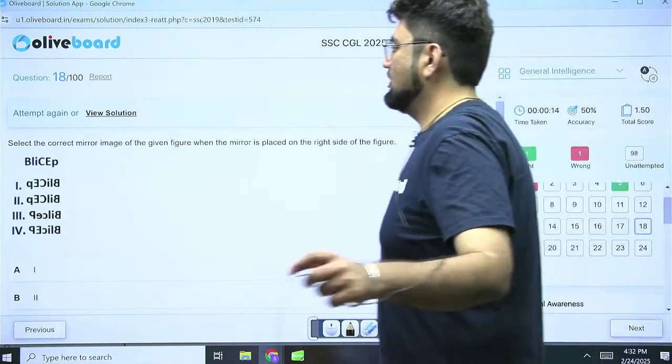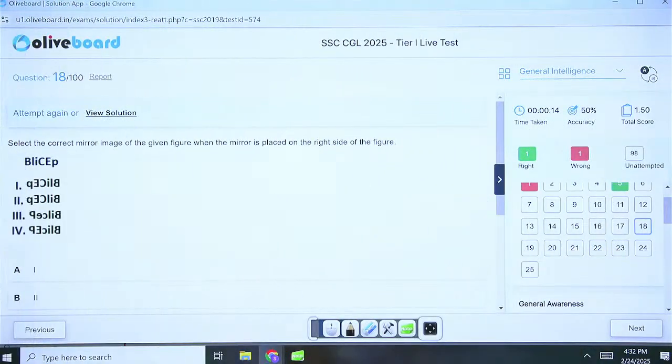Next question. Come on, guys. This is a mirror image. Instant answers you can give me.